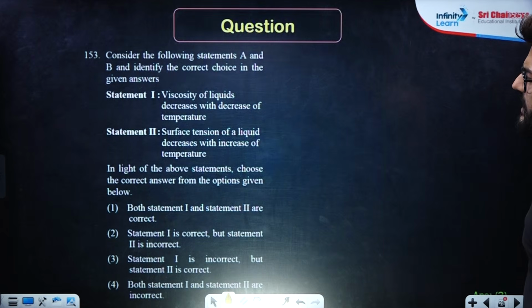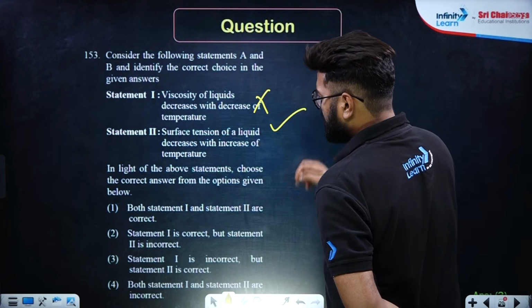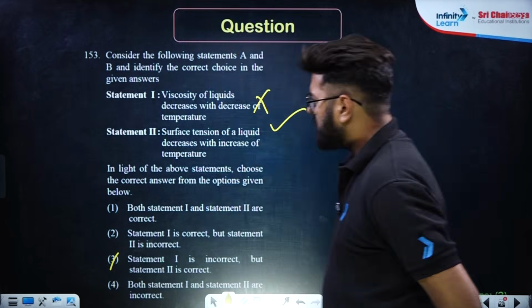Consider the following statements, A and B identified. Okay, viscosity of liquid decreases with decrease of temperature. Surface tension of liquid decreases. This is wrong, this is wrong, this is right. Option number 3 is the correct answer.